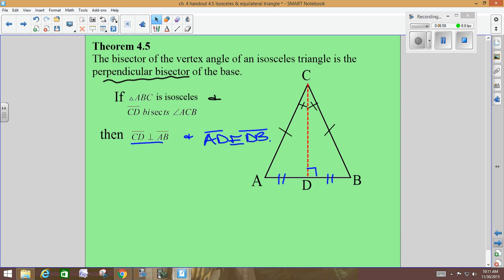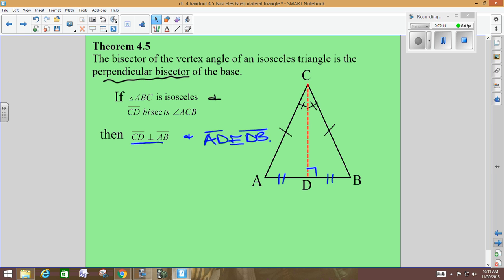Yes, Sarah? Exactly. Yep, exactly that. So don't get confused. This just means 90. That doesn't mean bisect also. Good. All right. Two more.